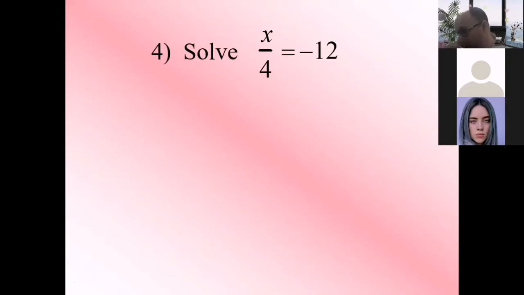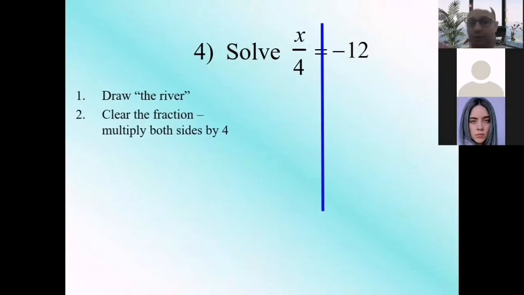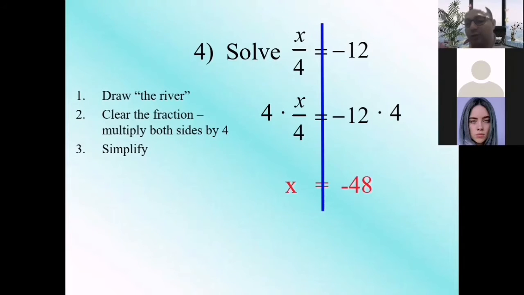Excellent. You will inverse the operation here. So we will multiply both sides by which number? 4. Yeah, so we will multiply both sides by 4. So the answer will be what? The answer will be x equals minus 48. Excellent, thanks so much.